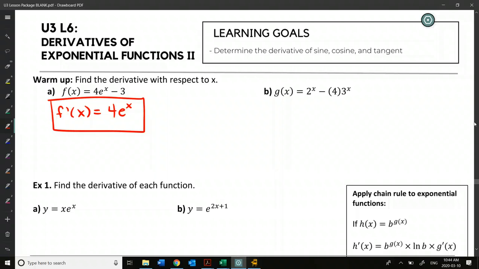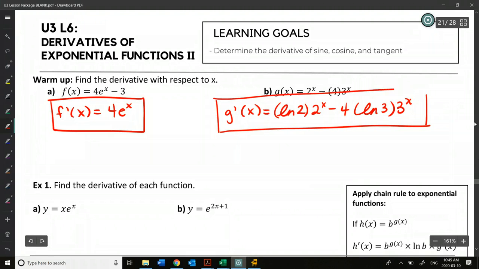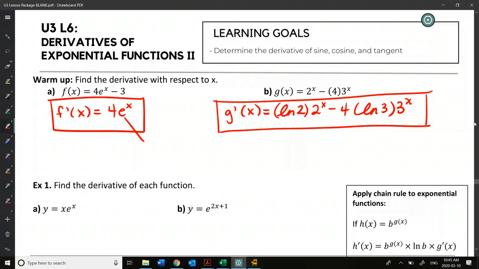Is anyone able to help us with this one? Kaylee? Awesome. So the derivative of exponential functions is ln of the base times the exponential function. So we get the function back and then times the ln of whatever that base is there. That's also the reason why e to the x is the derivative of e to the x, because if we multiply by ln e, that is just 1.